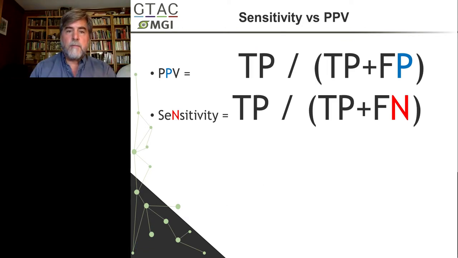So the positive predictive value measures the extent of false positives in a sample. The more false positives, which is in the denominator, the lower the positive predictive value is. And sensitivity measures false negatives. The more false negatives in a sample, the lower the sensitivity.